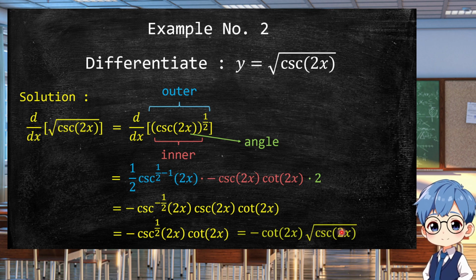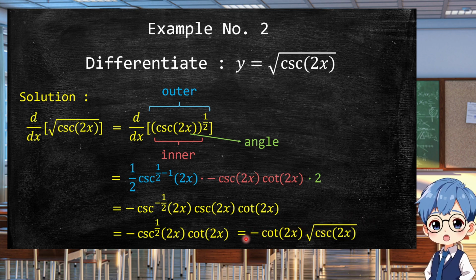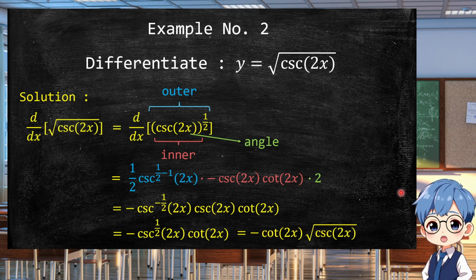Then we can rewrite again. Instead of having a fractional exponent, take note this is the square root of cosecant 2x. So we just write it here. The final answer is negative cotangent of 2x square root of cosecant 2x.